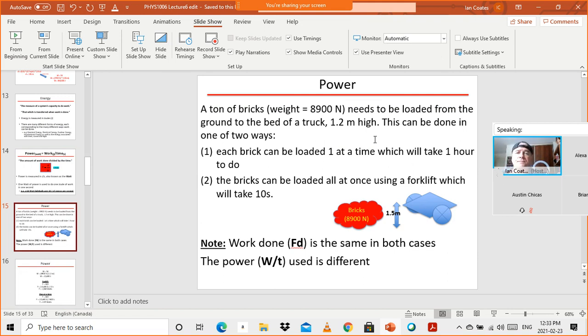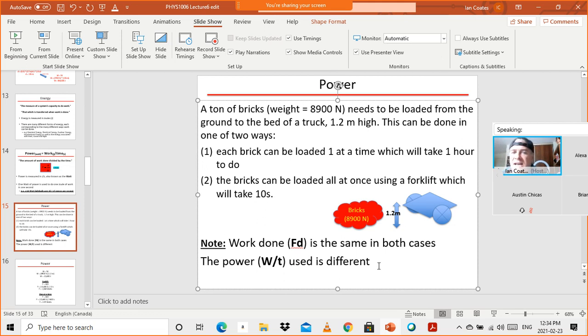A ton of bricks has a weight of 8,900 newtons. Needs to be loaded from the ground to the bed of a truck 1.2 meters high. Okay? 2 ways to do this. You could lift it by hand, one at a time, which will take an hour. Or the bricks can be loaded in 10 seconds with a forklift. And the next slide here, we're going to go over the numbers of what's going on here. But again, let's go over my scenario. Here I have a ton of bricks, whack load of bricks. And I need to lift them onto the back of this truck, which is 1.2 meters high. Okay? I can do it one at a time by hand. It'll take an hour. But I can use a forklift to do it in 10 seconds.